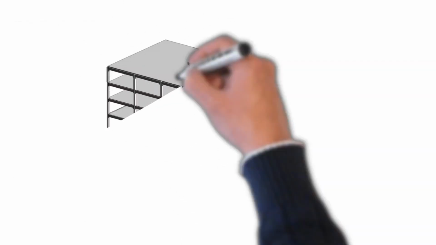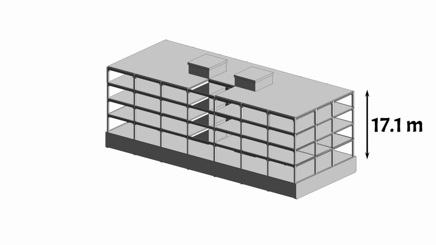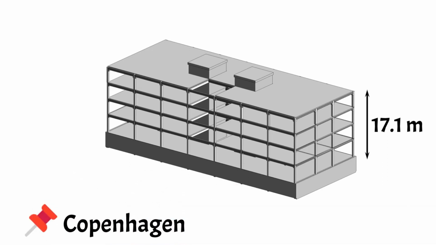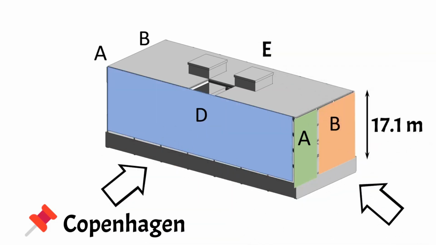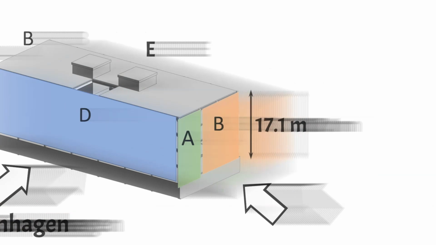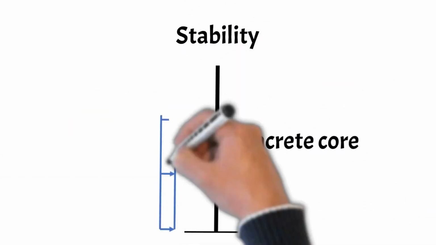To summarize, for a building with a height of 17.1 meter in a suburban area in Copenhagen, Denmark, the wind load on walls is calculated for 4 different areas for 2 different directions. After this, the stability of the building can be verified. In our case, the concrete cores are transferring the horizontal loads to the foundation.